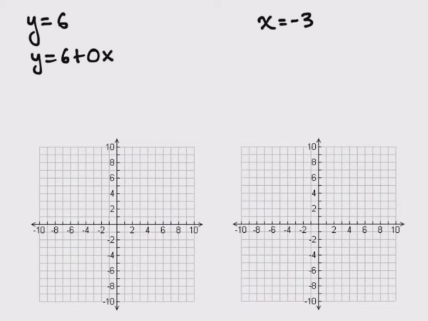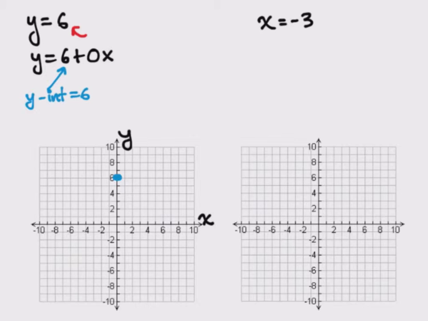Now, it's clear that if x were 0, y would be 6. So our y-intercept is definitely 6. But what about our x-intercept? Remember, the x-intercept happens when y is 0. But y is equal to 6. y can never be 0. It's always 6. So what does that mean?